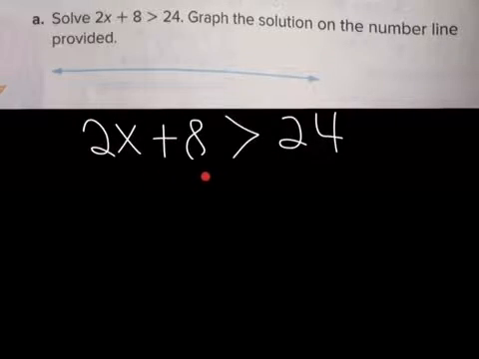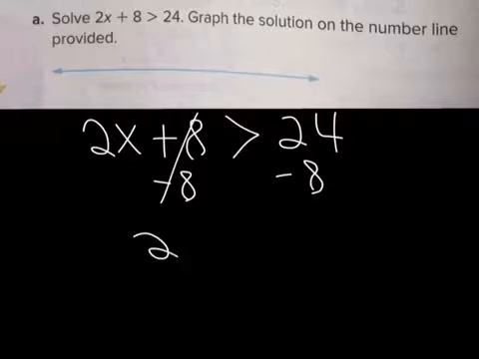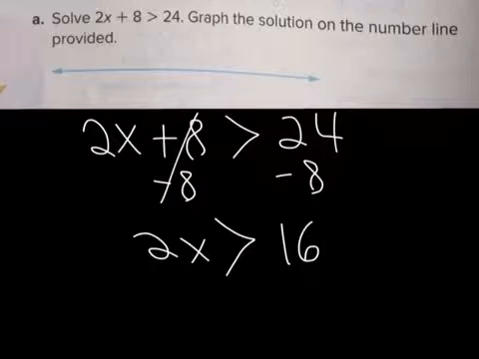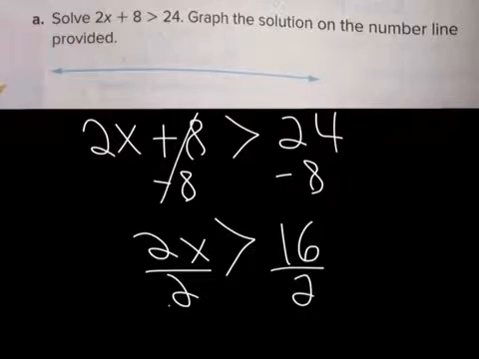Okay, 2x plus 8 is greater than 24. Let's work out the 8. Okay, take it out of there so that we have now, this cancels out, and we have 2x is greater than 16, right? Greater than 16 because 24 minus 8 is 16. And now divide the 2 out and divide the 2 out so that x has to be greater than 8.